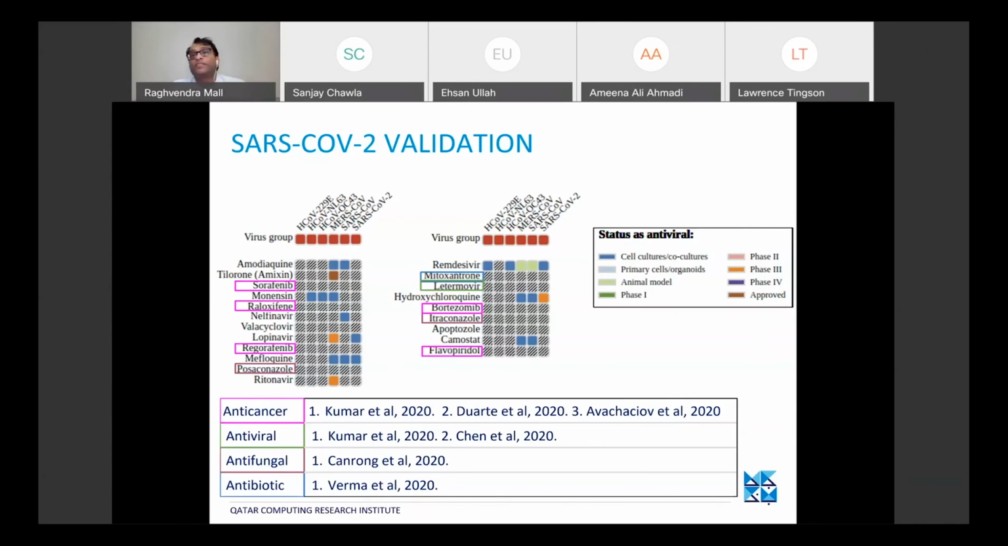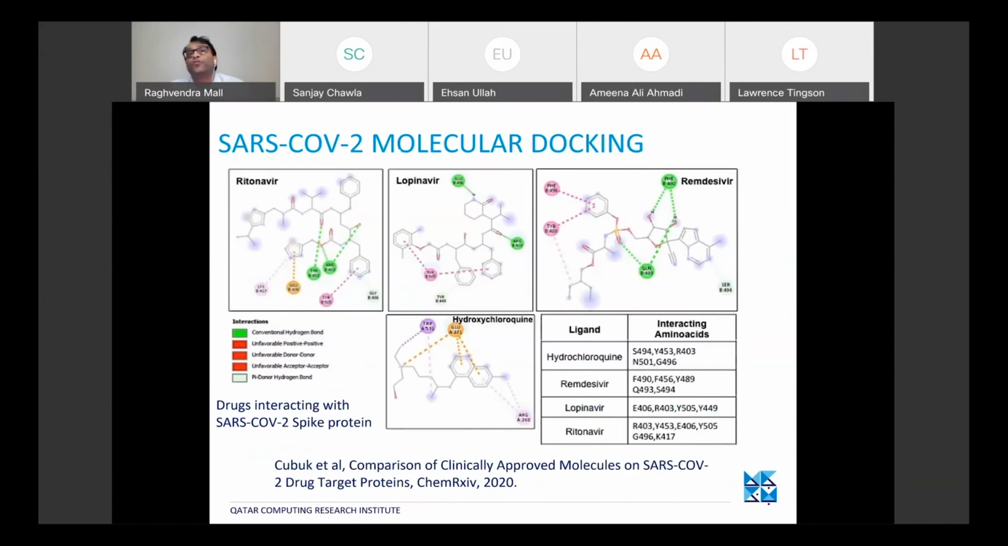Let me take it one step further. So we also show you molecular docking results that people have published or are submitting to various platforms. And here we are showing you 4 drugs: ritonavir, lopinavir, remdesivir, hydroxychloroquine. So these are the drugs, and these are the amino acids with which they are interacting.